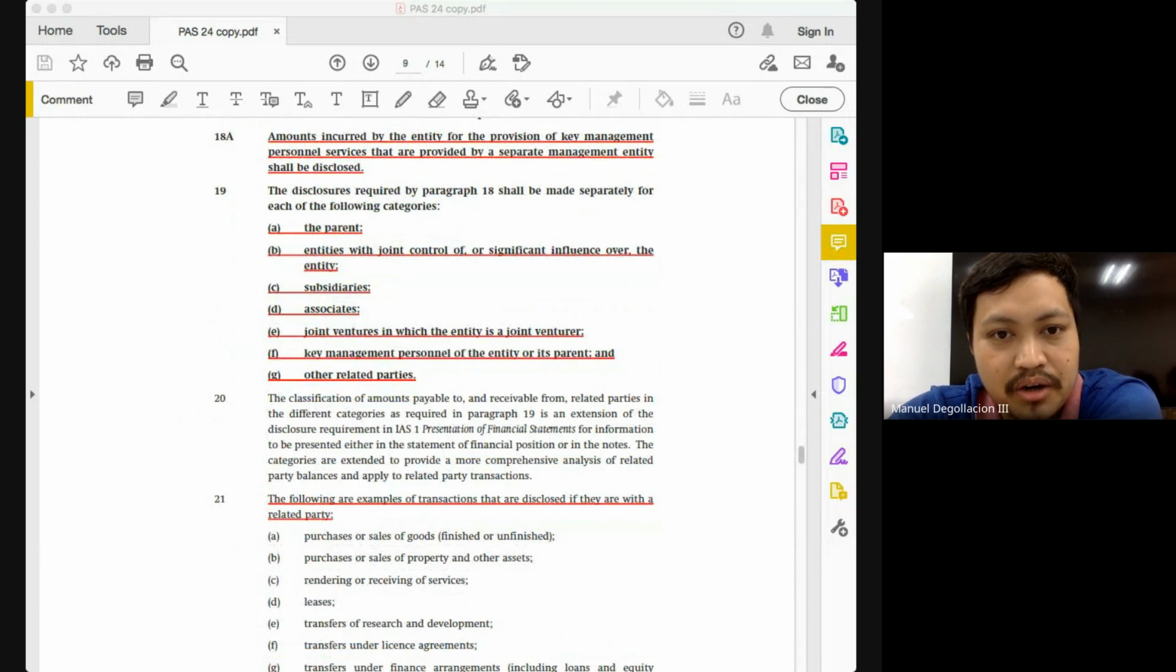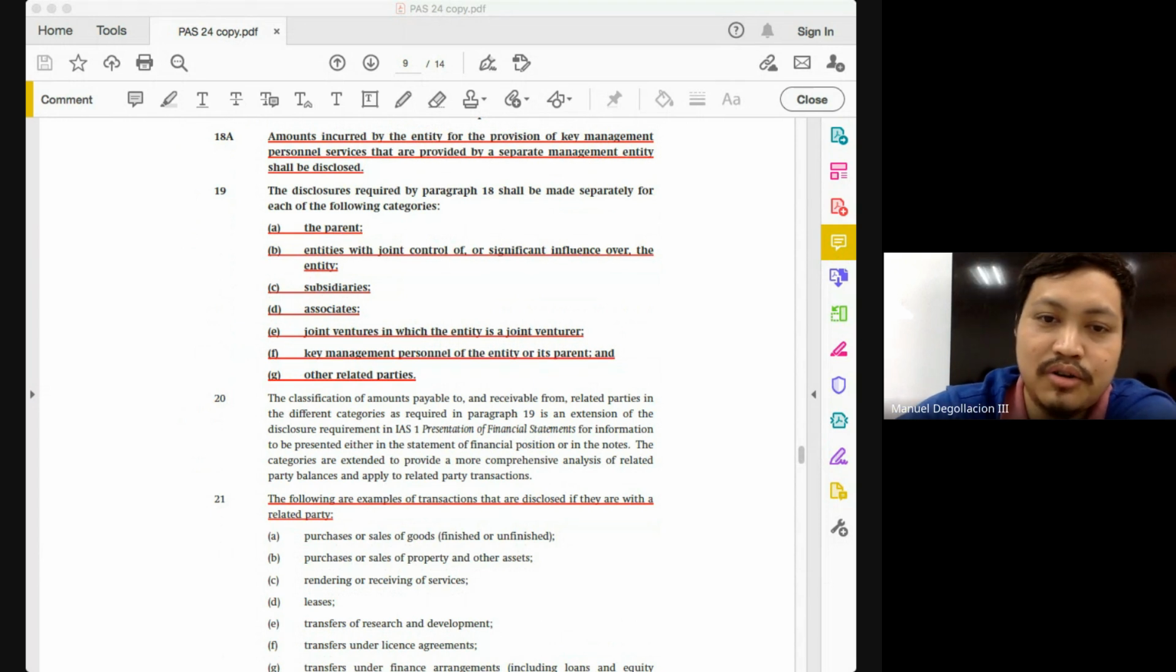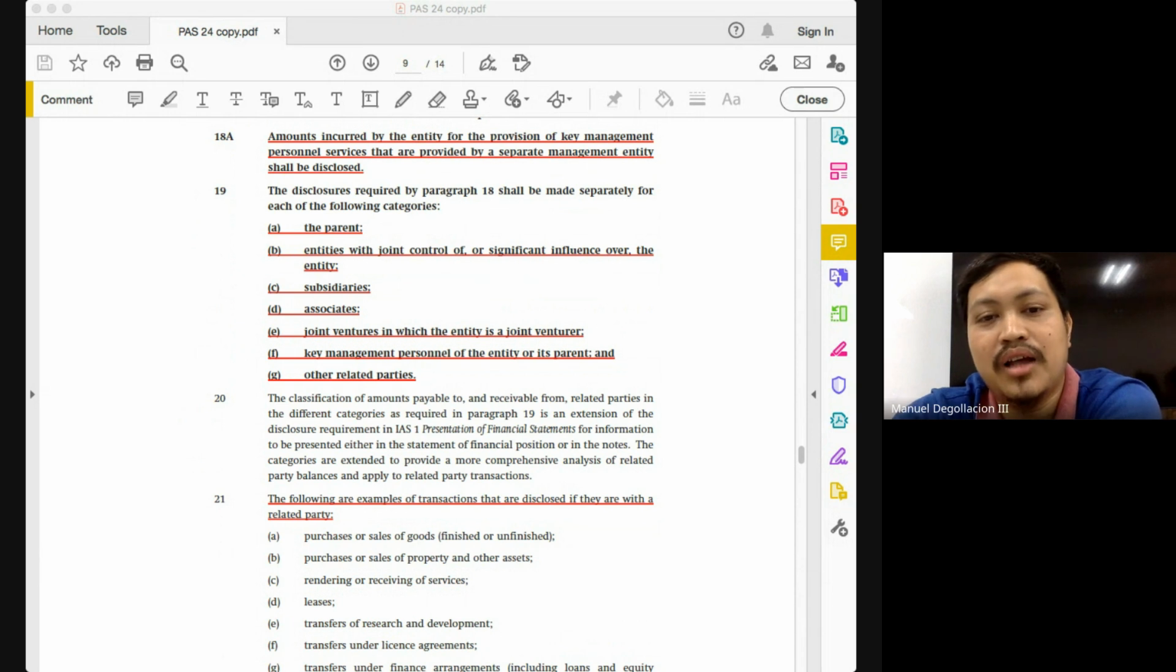And of course, you have paragraph 19. Basically, this answers the question, what is to be disclosed. But I want you to read this, class, but again, we do not expect this to be asked as a multiple choice question. Okay, the disclosures required by paragraph 18 shall be made separately for each of the following: the parent, the entities with joint control, subsidiaries, associates, so on and so forth.